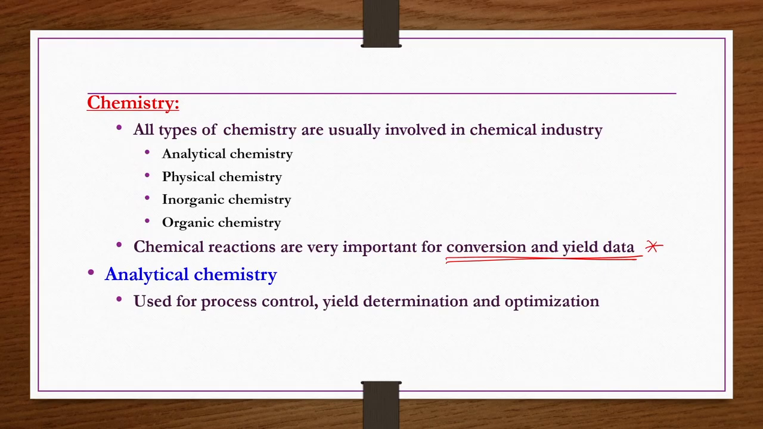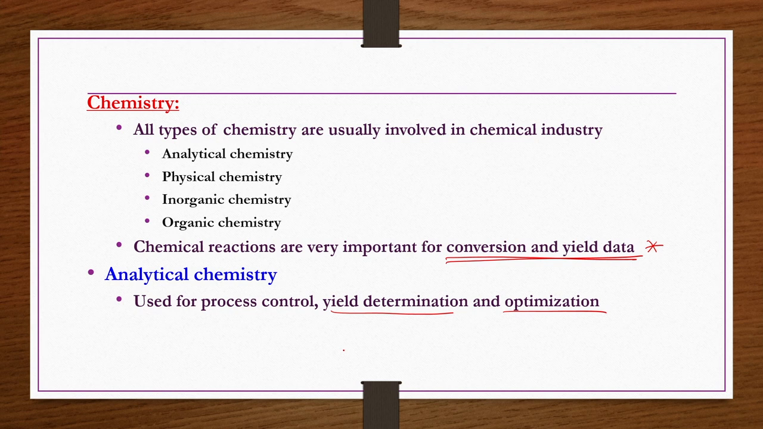Okay. So, for any chemical reaction, the most essential part from the chemical plant viewpoint is the conversion and yield data that you are going to get from such reactions. Then analytical chemistry is used for process control, determination of yield, and then optimization, etc. How you do this is by some kind of analysis.